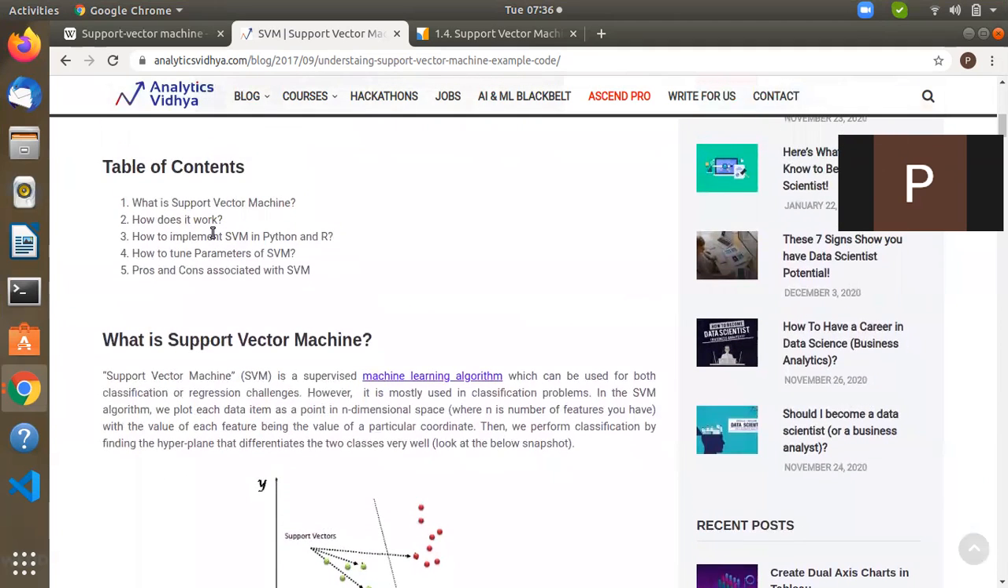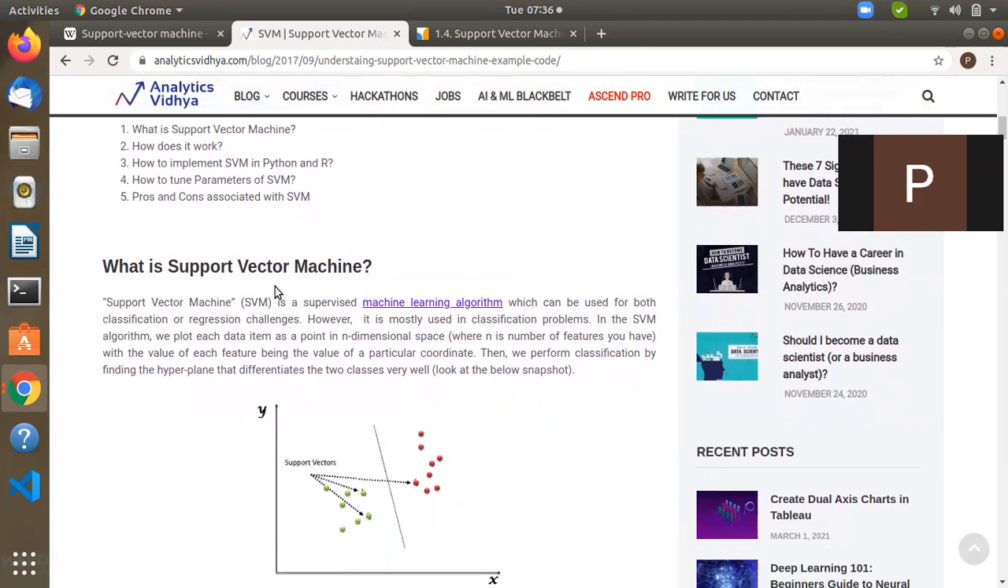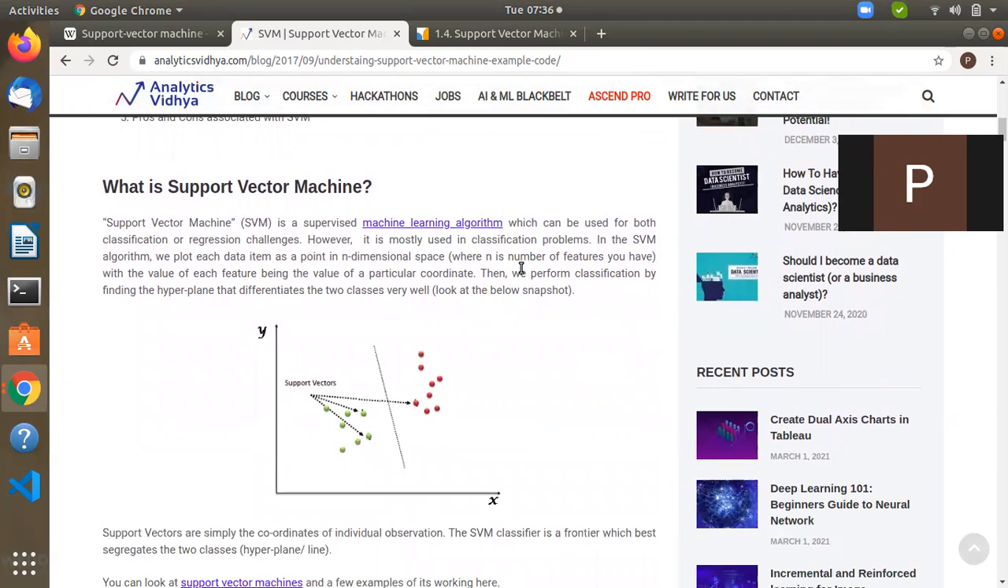See, the first question: what is support vector machine? Support vector machine is a supervised machine learning algorithm which is used for both classification and regression challenges. As I said, it is mostly used for classification problems only.